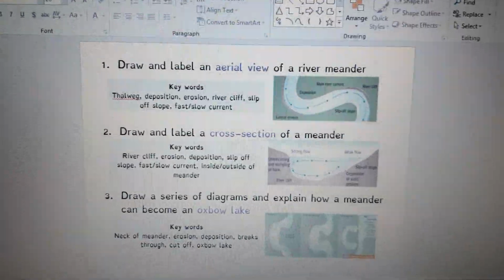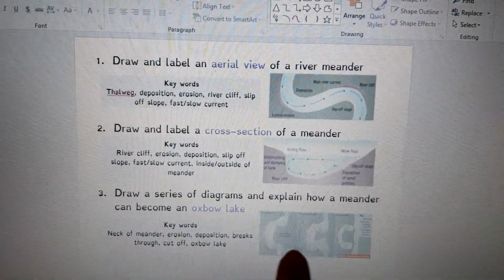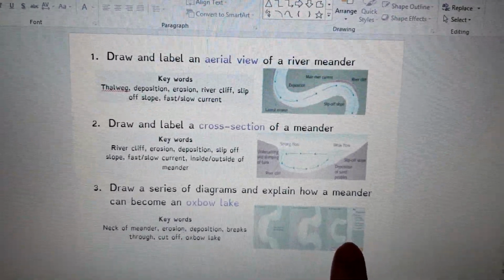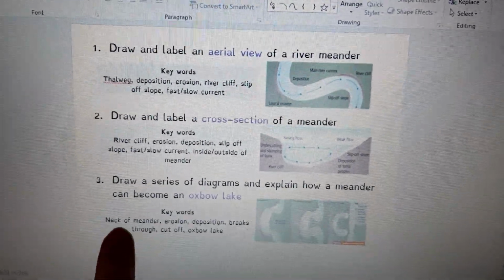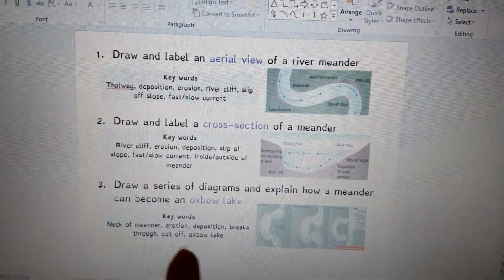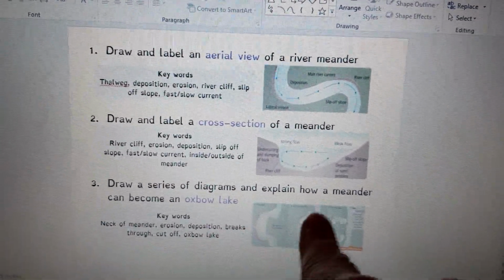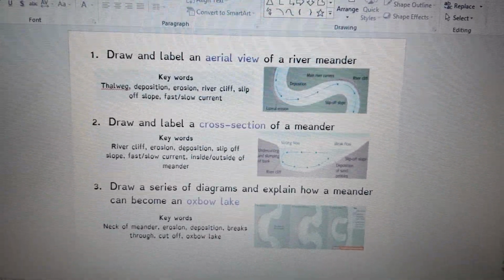And then last of all, a series of diagrams, just like I did, to explain how a meander turns into an oxbow lake. And again, use these words here in your labels, but try and make your labels sentences.